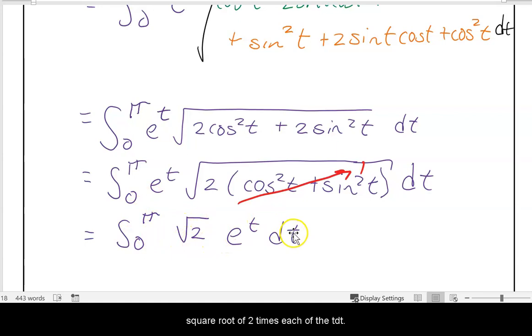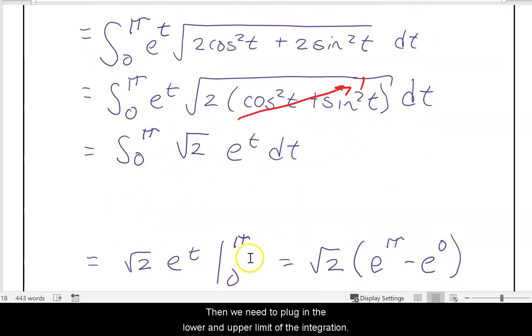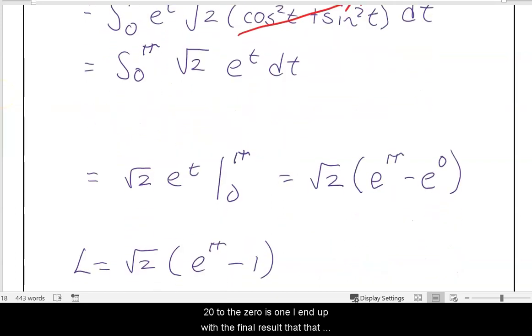This is a very simple integral to evaluate, since the integral of e to the u is simply e to the u. Then we need to plug in the lower and upper limit of the integration. This gives us square root of 2 times e to the pi minus e to the 0 in parentheses. Since e to the 0 is 1, I end up with the final result that arc length is the same as the square root of 2 times the quantity e to the pi minus 1.